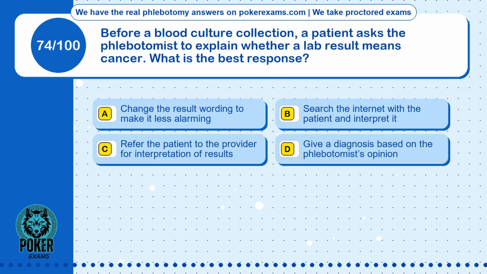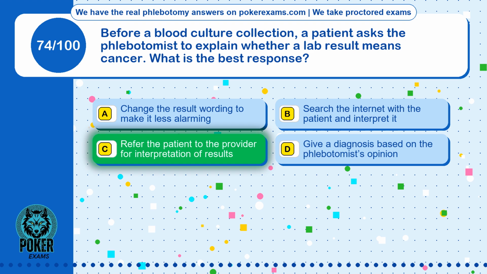Question 74. Before a blood culture collection, a patient asks the phlebotomist to explain whether a lab result means cancer. What is the best response? Option A, change the result wording to make it less alarming. Option B, search the internet with the patient and interpret it. Option C, refer the patient to the provider for interpretation of results. Option D, give a diagnosis based on the phlebotomist's opinion. The correct answer is option C. Refer the patient to the provider for interpretation of results.